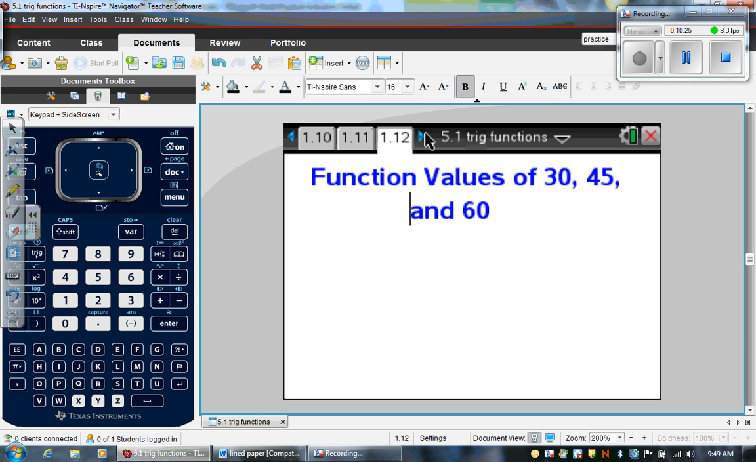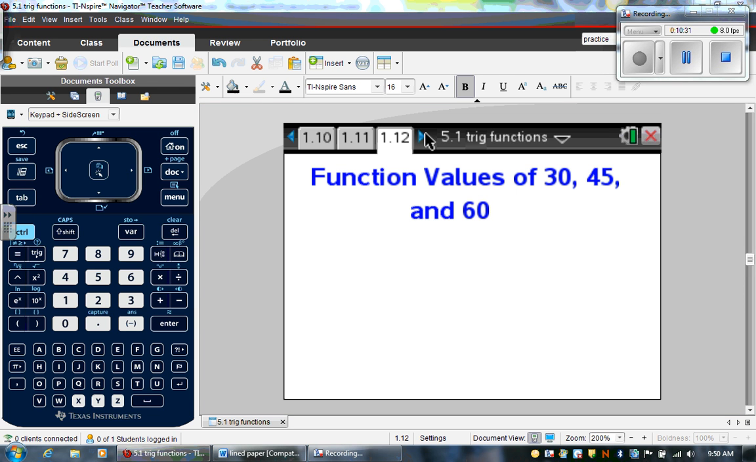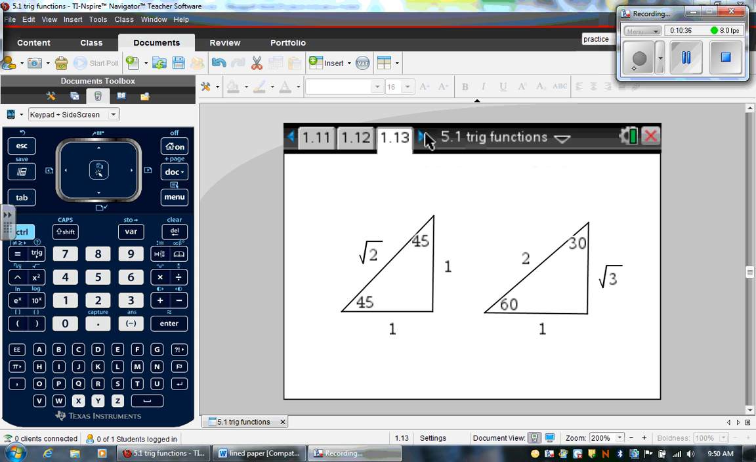Okay, so now we're going to talk about function values of 30, 45, and 60. If you remember from last year, we did quite a bit of work with two special right triangles. We're going to do that again this year. Okay, so here's your two special right triangles. We have our 45, 45, 90 triangle. Remember that if the angles are congruent, so are the opposite sides. So we've got 1, 1, square root of 2. And then our 30, 60, 90 goes 1, 2, square root of 3.